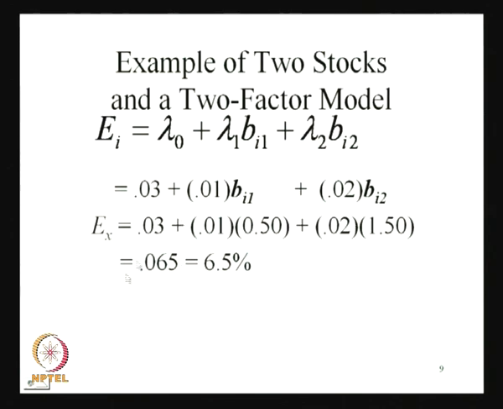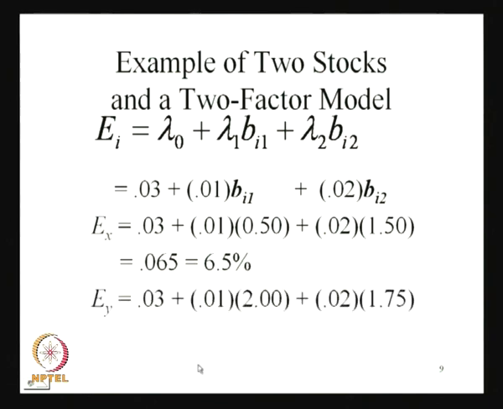Then E x, with b i1 equal to 0.5 and b i2 equal to 1.5, gives the expected return from stock x equal to 0.065 or 6.5%. Like that, for E y, the expected return from stock y will again be 0.03, which is the same for both stocks, plus 0.01, which is your lambda 1, times b i1 equal to 2, and b i2 is equal to 1.75 here also, then the expected return from the stock is 8.5%.